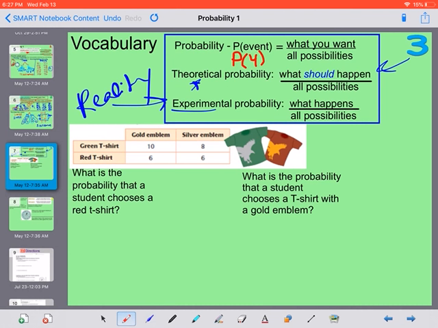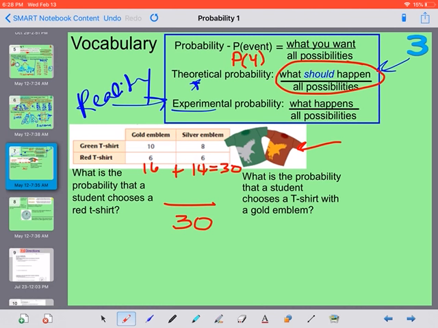So here we have a chart with some t-shirts. How many t-shirts that are red and green, and then with the different emblems on them. So it says, what's the probability that a student chooses a red t-shirt? If they don't say, we're looking for how many times you should get what you want out of the total. So I'm just going to add up the total first. 6 plus 10 is 16. 6 plus 8 is 14. So altogether, we have 30 shirts.